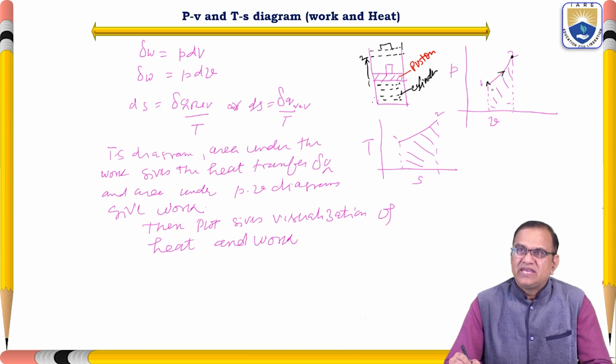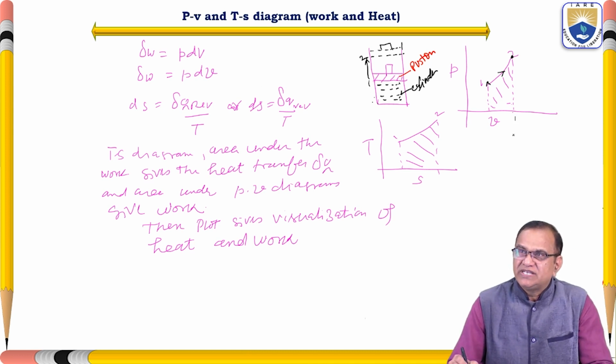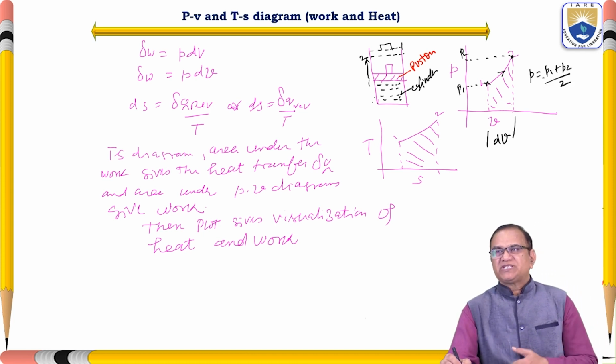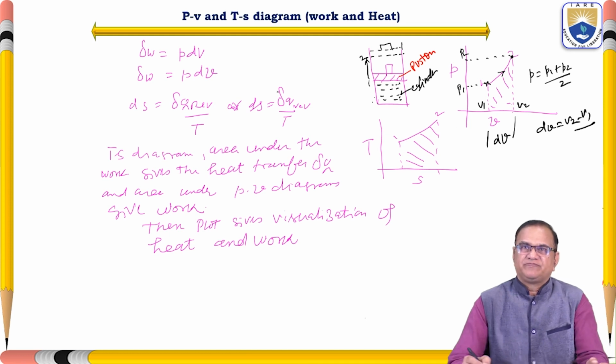So here del W is equal to P into dV. So what is the dV here? This is the dV. And what is the P? P is the average pressure, so P1 and P2. So average pressure P is equal to P1 plus P2 by 2. So this pressure you have to take in this, and this dV is equal to the difference V2 minus V1.